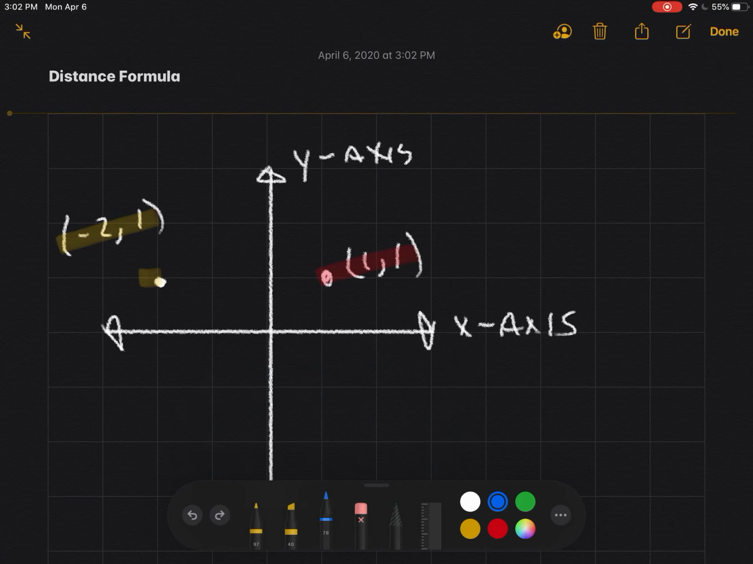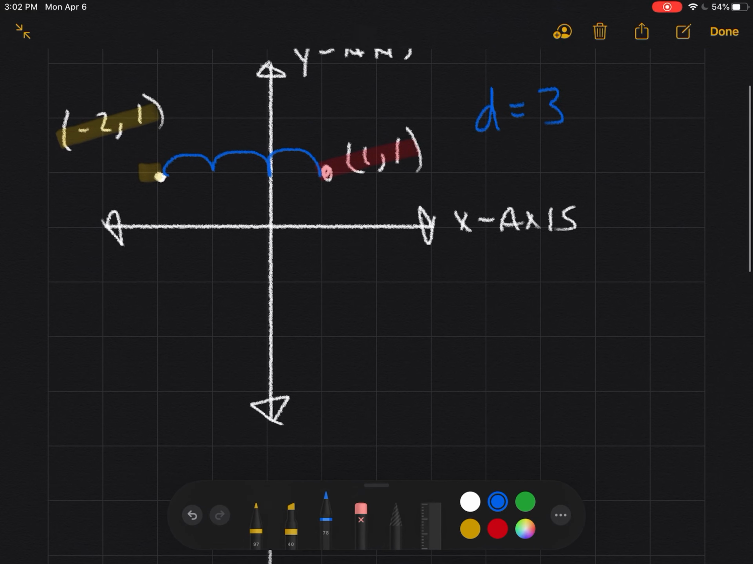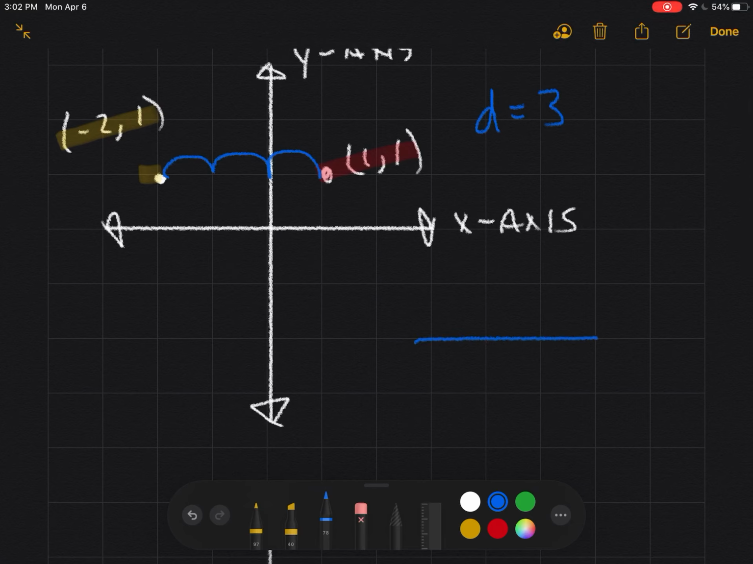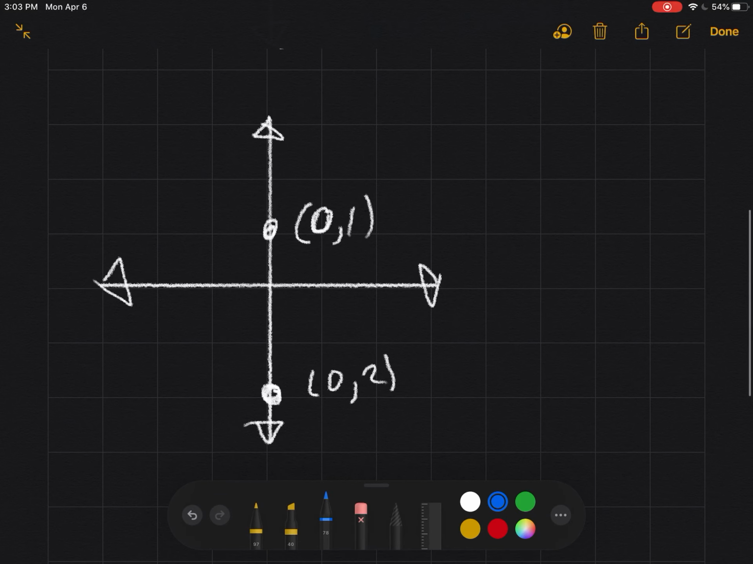So let's say I want to know the distance in between these 2 points. One thing I can do is I can just count. These points are on the same line, so I can just say, look, I have 1, 2, 3. The distance between these 2 points is equal to 3. So I could do that with a horizontal line. Horizontal lines are lines that go from the left to the right, like this. Horizontal.